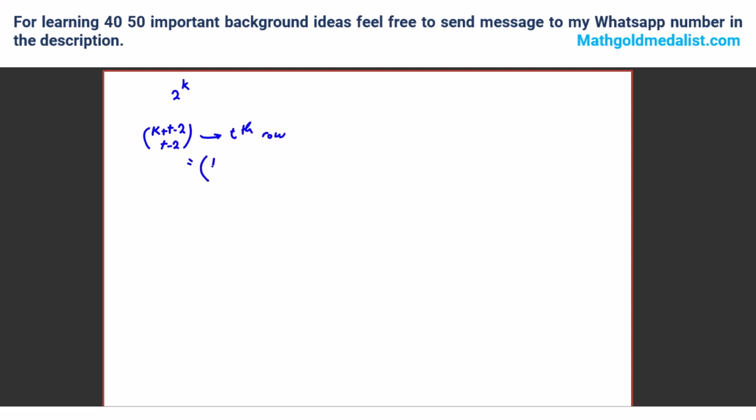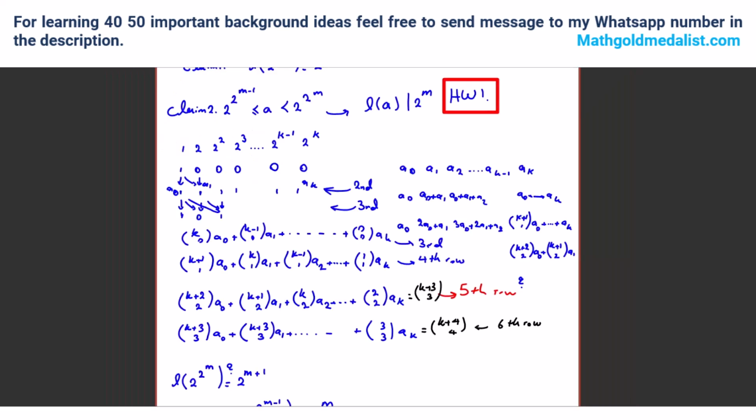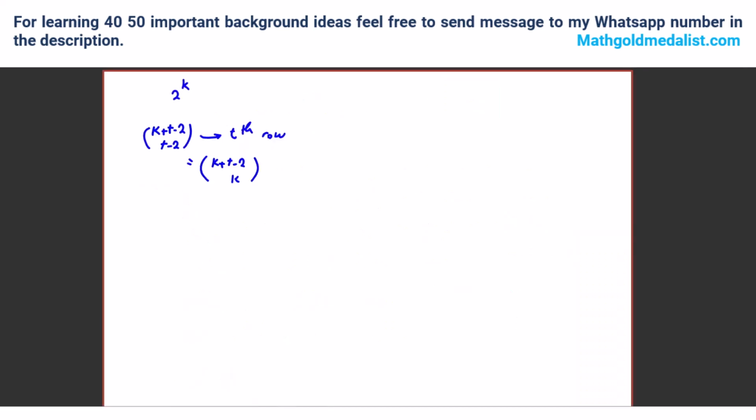Also, we can write that as k plus t minus 2 choose k, right? Agreed? Okay. Now we want to consider 6, 12, and then 2 to the alpha, 3 to the beta. Let's see what happens. When we have 2 to the power of something, we should only consider 1, 2, 2 to the 1, 2 to the k minus 1, and 2 to the k, right?